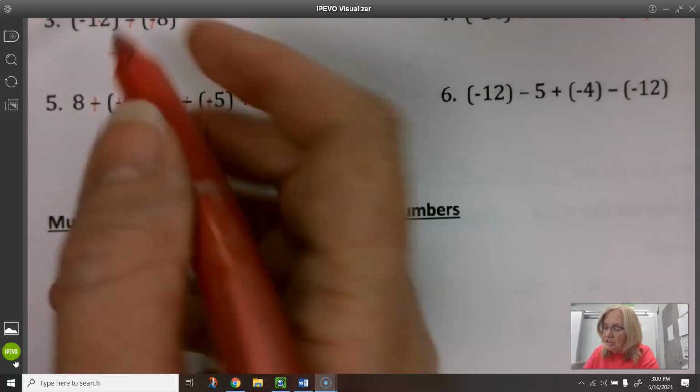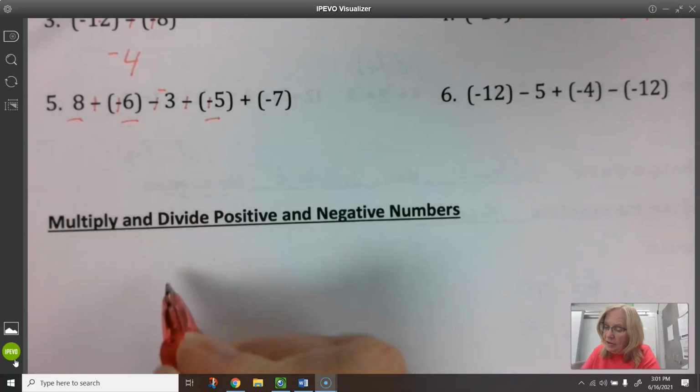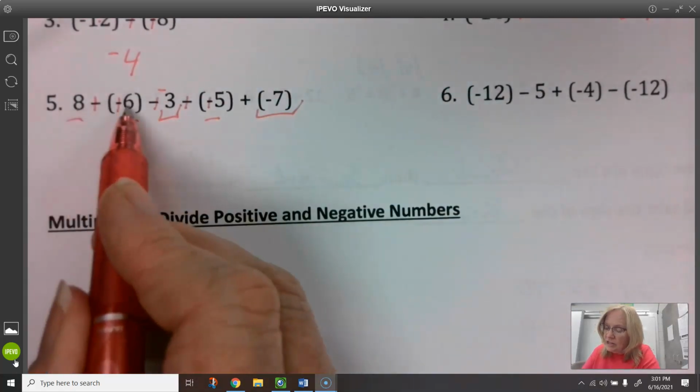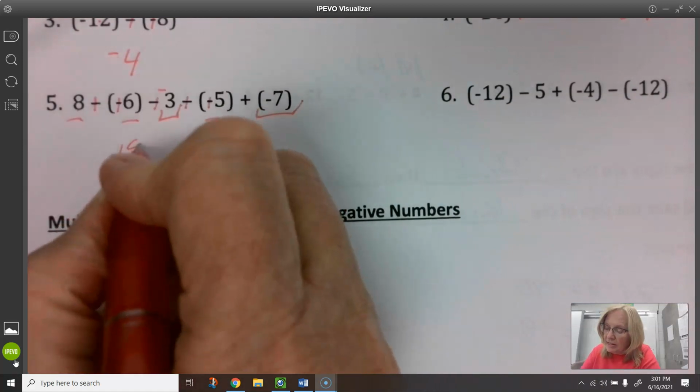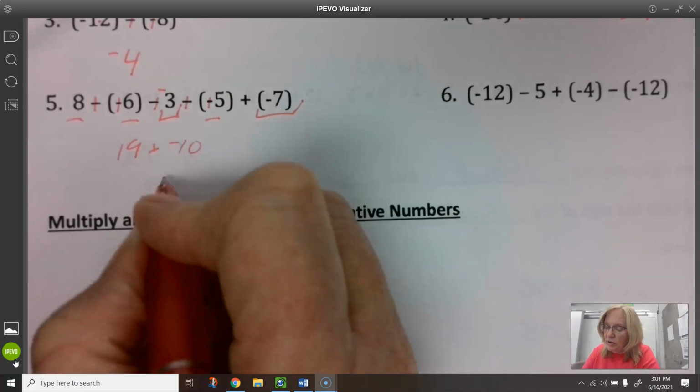Or what I sometimes like to do is put all my positives together, add those up, and then put my negatives together. So 8 and 6 is 14, plus 5 is 19. -3 and -7 is a -10, so I get 9.